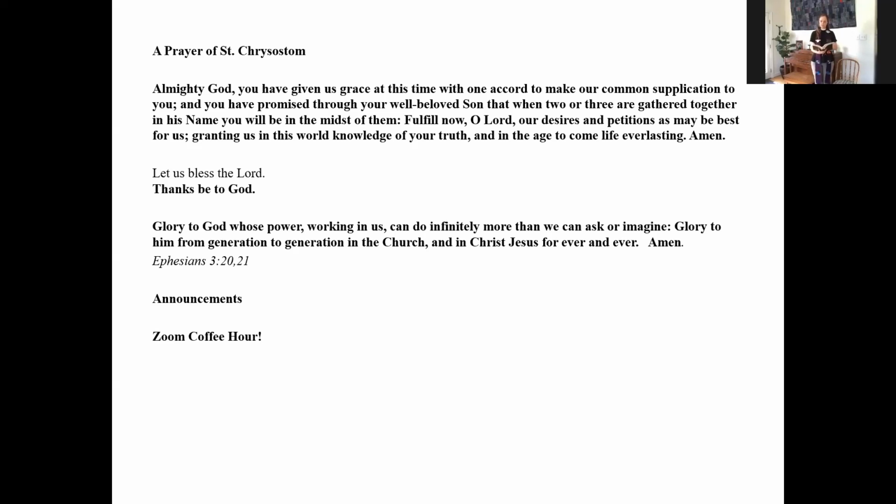Fulfill now, O Lord, our desires and petitions as may be best for us, granting us in this world knowledge of your truth, and in the age to come, life everlasting. Amen. Let us bless the Lord. Thanks be to God. Glory to God, whose power working in us can do infinitely more than we can ask or imagine. Glory to God from generation to generation in the church and in Christ Jesus forever and ever. Amen.